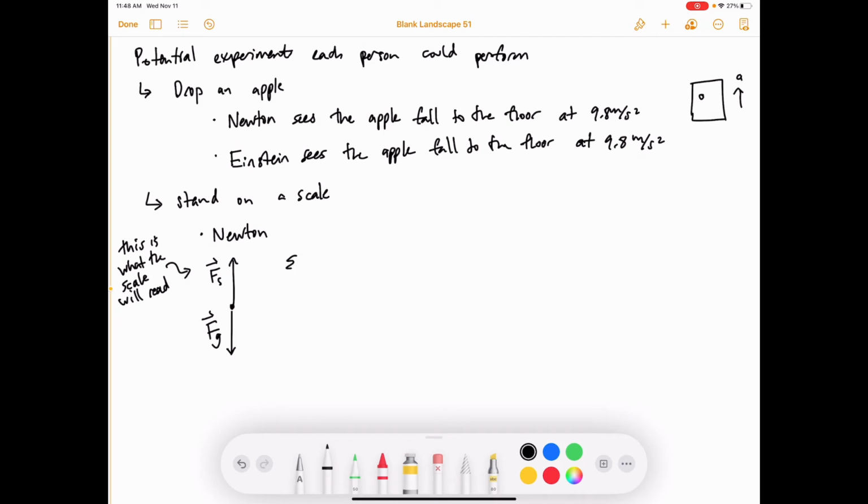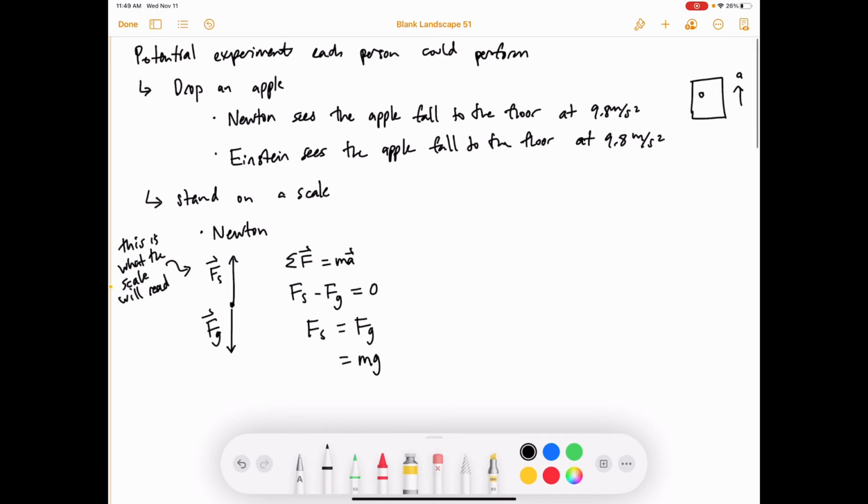And if we apply Newton's second law, F equals ma, well, what we have is the force from the scale going up minus the force of gravity going down, and then that equals 0 because Newton is not moving. So the force from the scale is just balancing out the force of gravity. So the force from the scale is just equal to m times g. Okay?